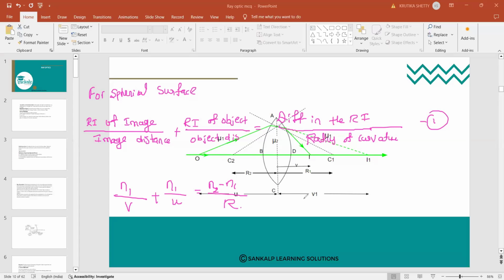Writing N1V might confuse you. So for that reason, here I am taking the refractive index of image upon the image distance plus refractive index of object by object distance is equal to difference in the refractive index upon radius of the curvature. Okay, hope you have copied that step. I will go for the substitution now. We do the derivation in 2 steps. So let us see the first part of the derivation first.